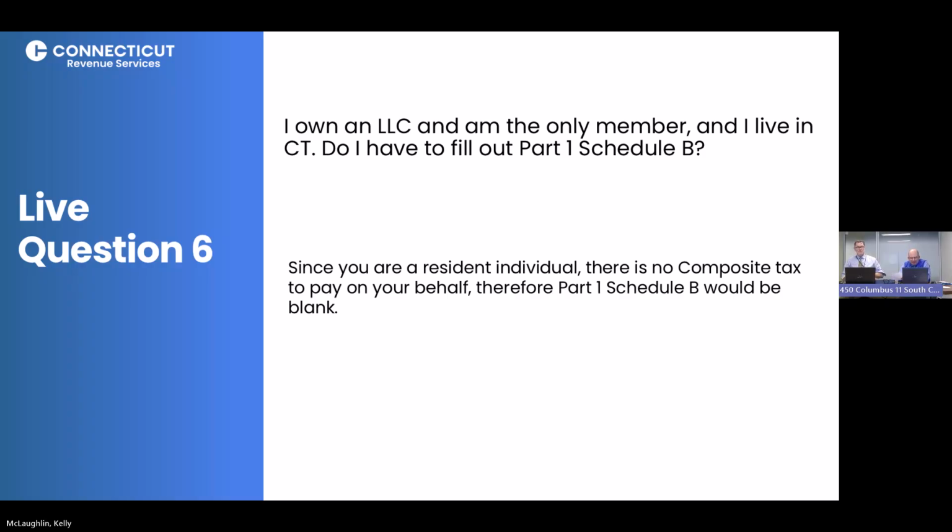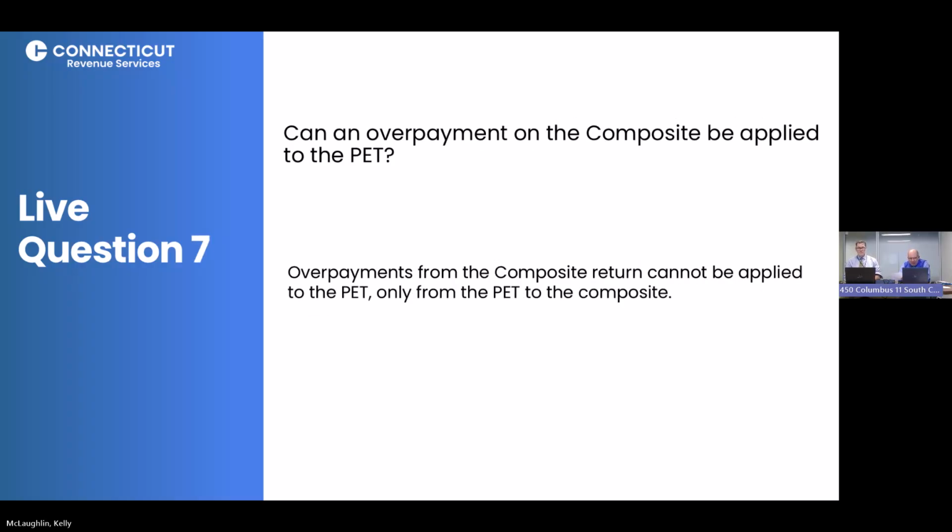Can an overpayment on the composite be applied to the PET? No, the overpayments from the composite return, or the CT 1065, CT 1120 SI, cannot be applied against the CT PET. Only the reverse. Overpayments or credit from the CT PET can be applied to the composite.